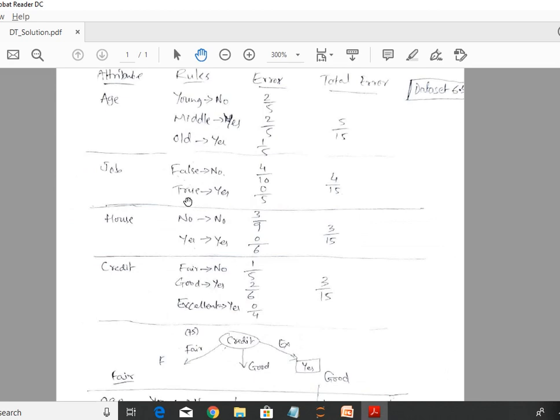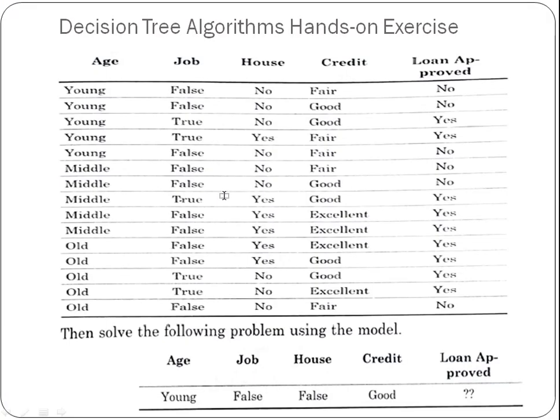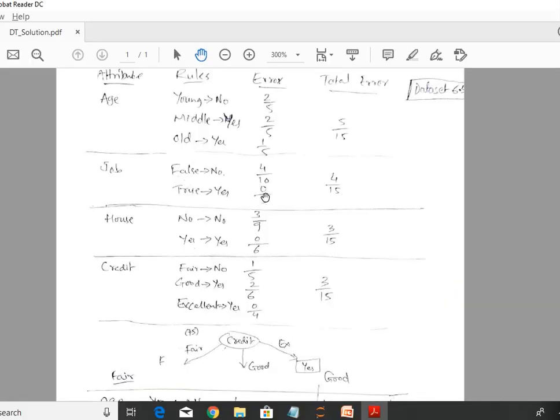And let us see now true. We will select the rule. True means what? Person has a job, he will be given a loan, that is, he will be approved. The answer is yes. So we will take the rule true, yes. True, yes, it worked fine. True, yes, it worked fine. Again, true, yes, it worked fine. Again, in these two records, the answer is yes. So if you see, for the rule true, yes, there is no error. So 0 by 5. But what is the total error? 4 divided by 15.